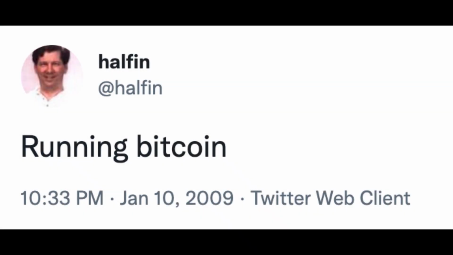Running Bitcoin tweet. This is a tweet from Hal Finney back in 2009 where he posted a tweet saying running Bitcoin. The tweet has thousands of likes and comments coming from other big crypto developers. It's a self-explanatory tweet, which means that Hal Finney was running Bitcoin nodes back in 2009 before it turned into this massive crypto.